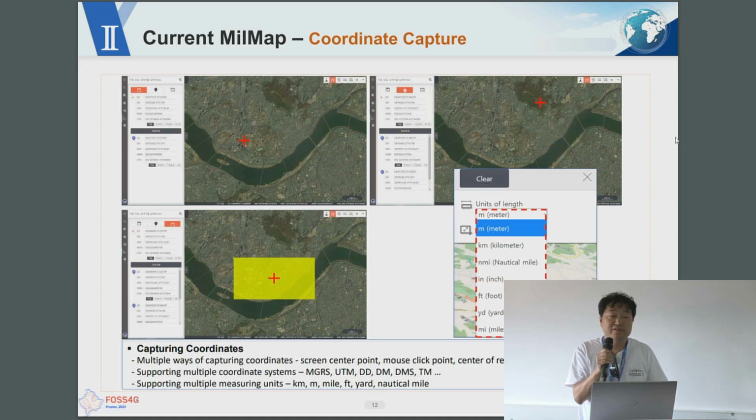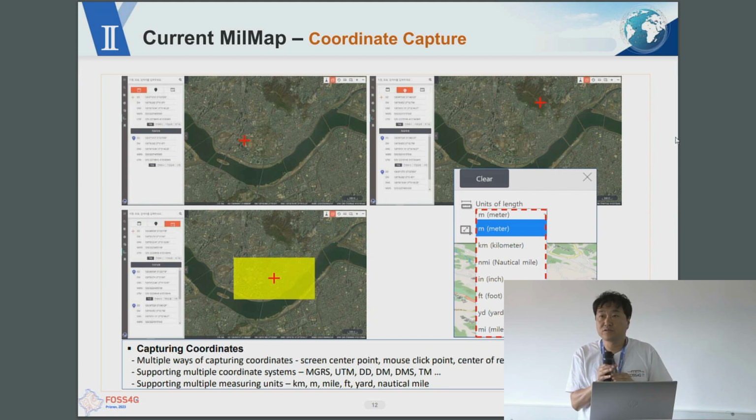Coordinate information is very, very important to the military, so they can capture the coordinates in various ways. Also, we support multiple coordinate systems: MGRS, UTM, degree and minute, degree, minute and second, also TM, and other things. We also support multiple measuring units, because not only the Army but also the Navy, Air Force, and Marines are using these systems. So we support kilometer, meter, mile, feet, yard, and nautical mile as well.